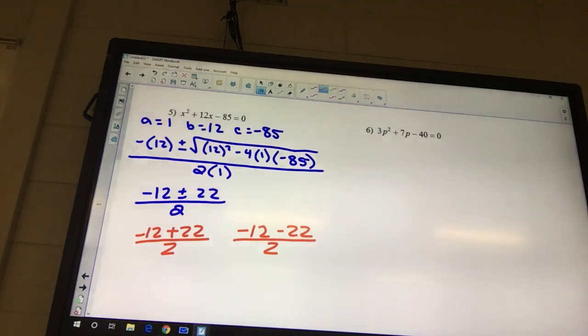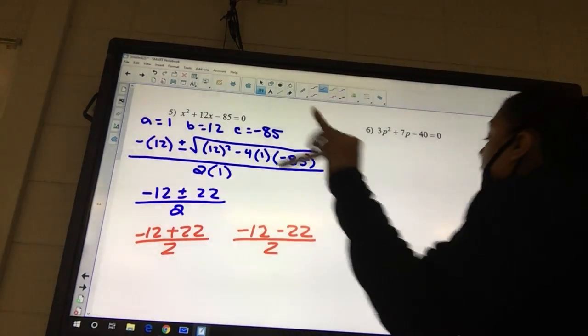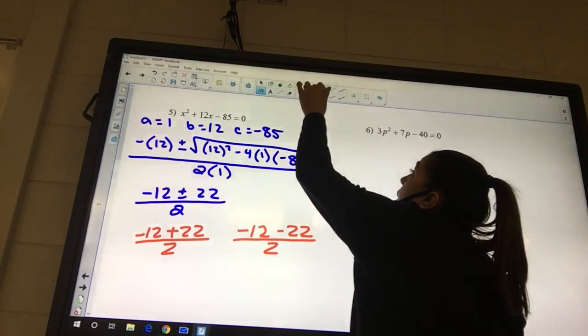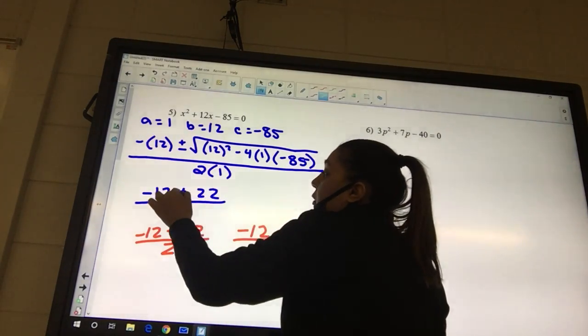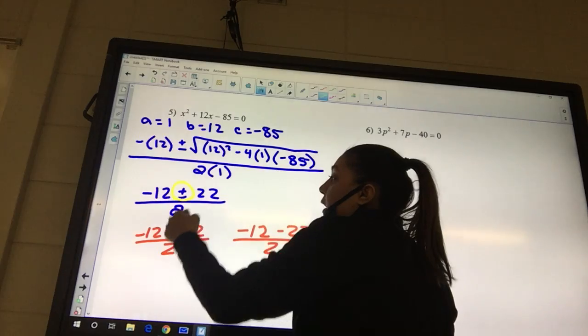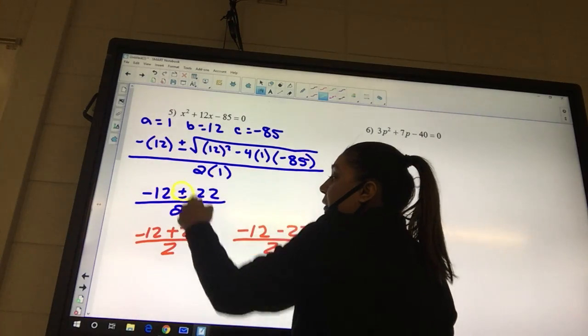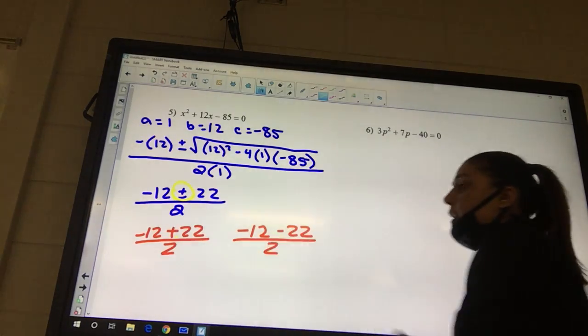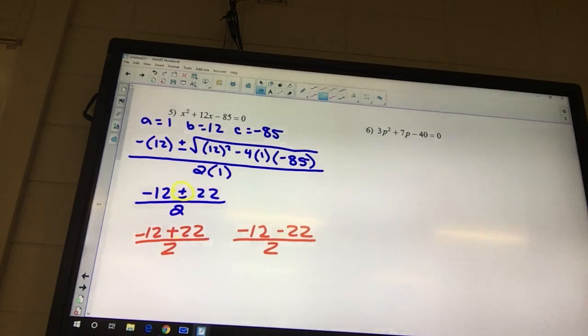Why do we have a plus minus? Why do we have to write it twice? That's what the problem says. Right here, you have to write the problem twice because I have a plus sign and a minus sign. That's the only difference. Jane, type in those fractions.